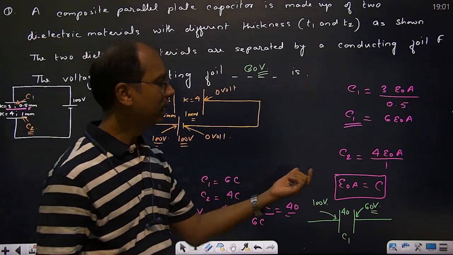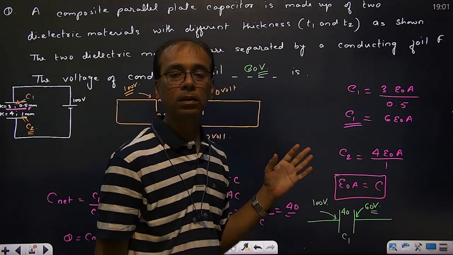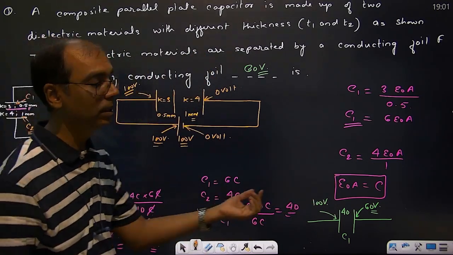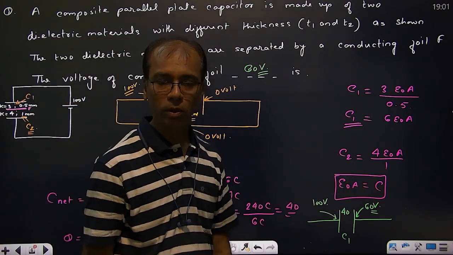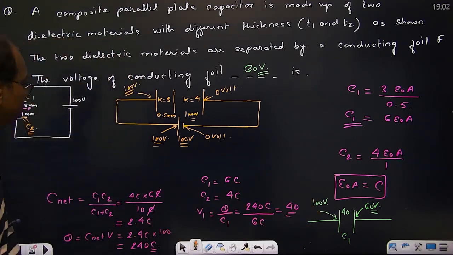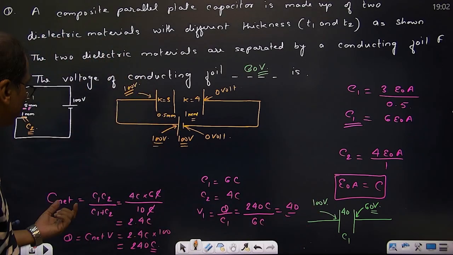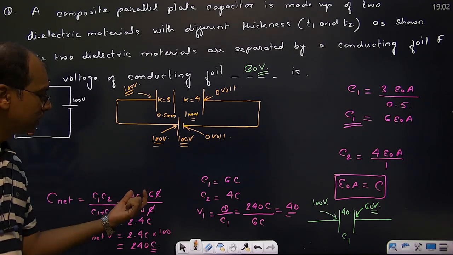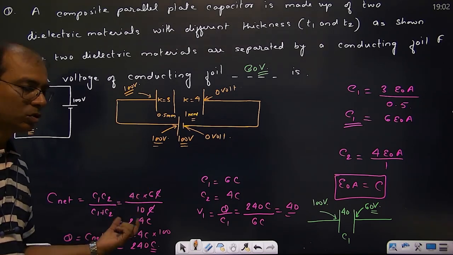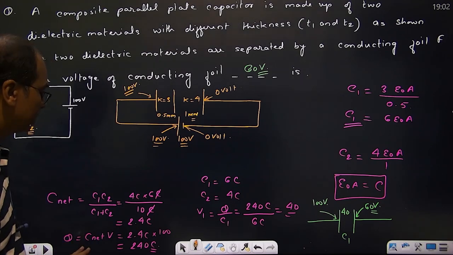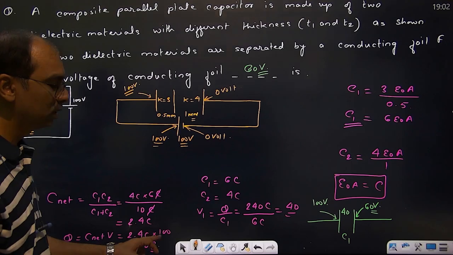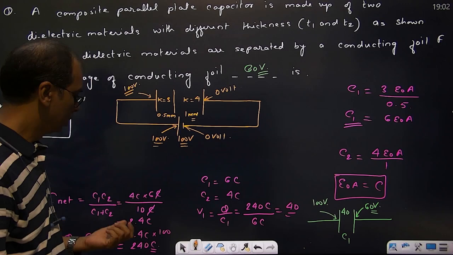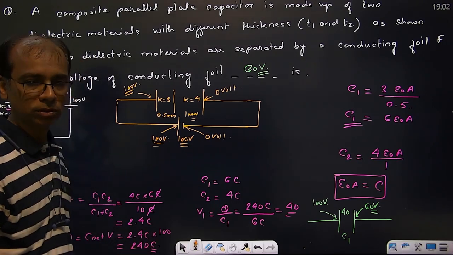And epsilon naught A I assumed as C. Why? Because again and again I would have to write epsilon naught A everywhere, so it is better to write C in place of that. It is smaller. Now I calculated the net capacitance: C1 C2 by C1 plus C2. We kept the values 4C, 6C and C1 plus C2 10C. It becomes 2.4C. So what is the net charge then? C net into V, that is 2.4C into 100. Q equal to CV. So 240C is the net charge.